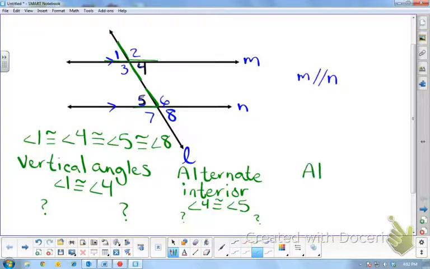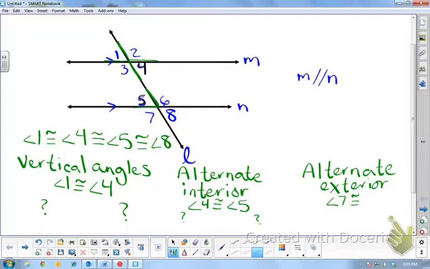So we could also find angles that are alternate exterior. We want angles outside the parallel lines that are on opposite sides of the transversal. So if I were to look at angle 7, what angle would be on the opposite side of the transversal, but also outside the parallel lines?